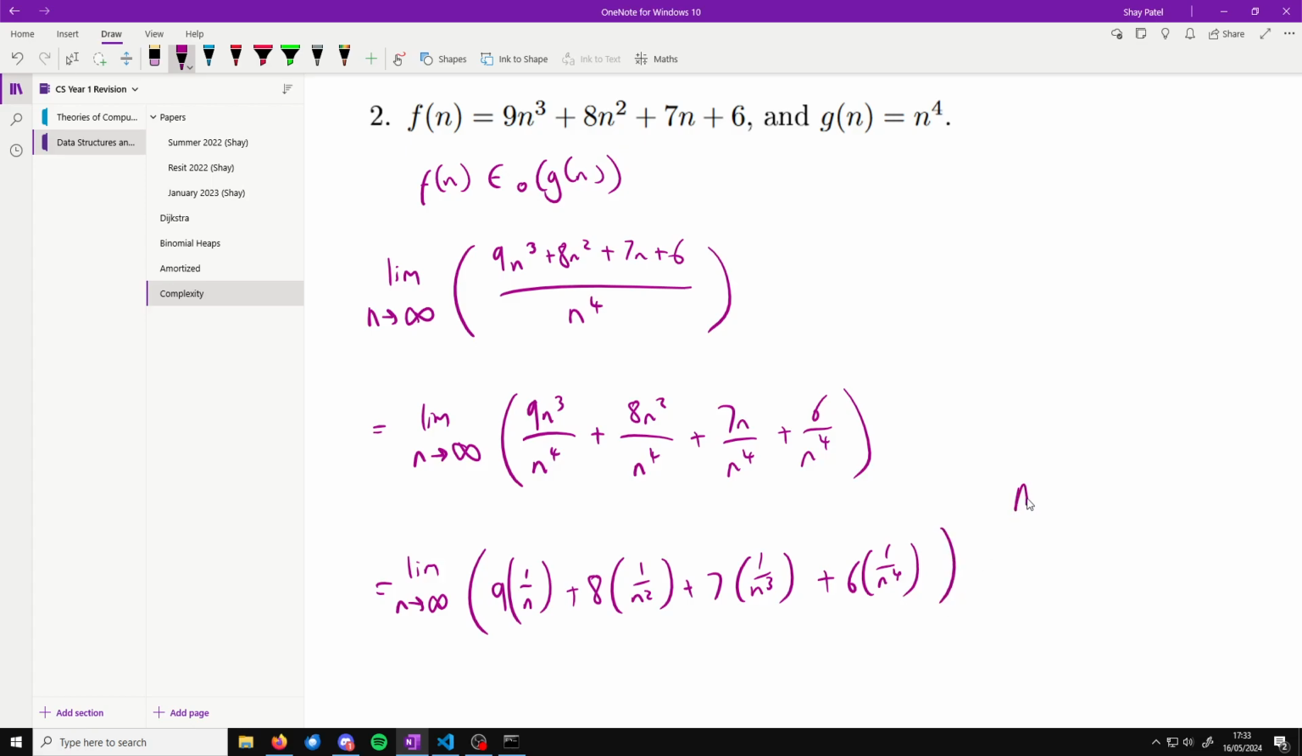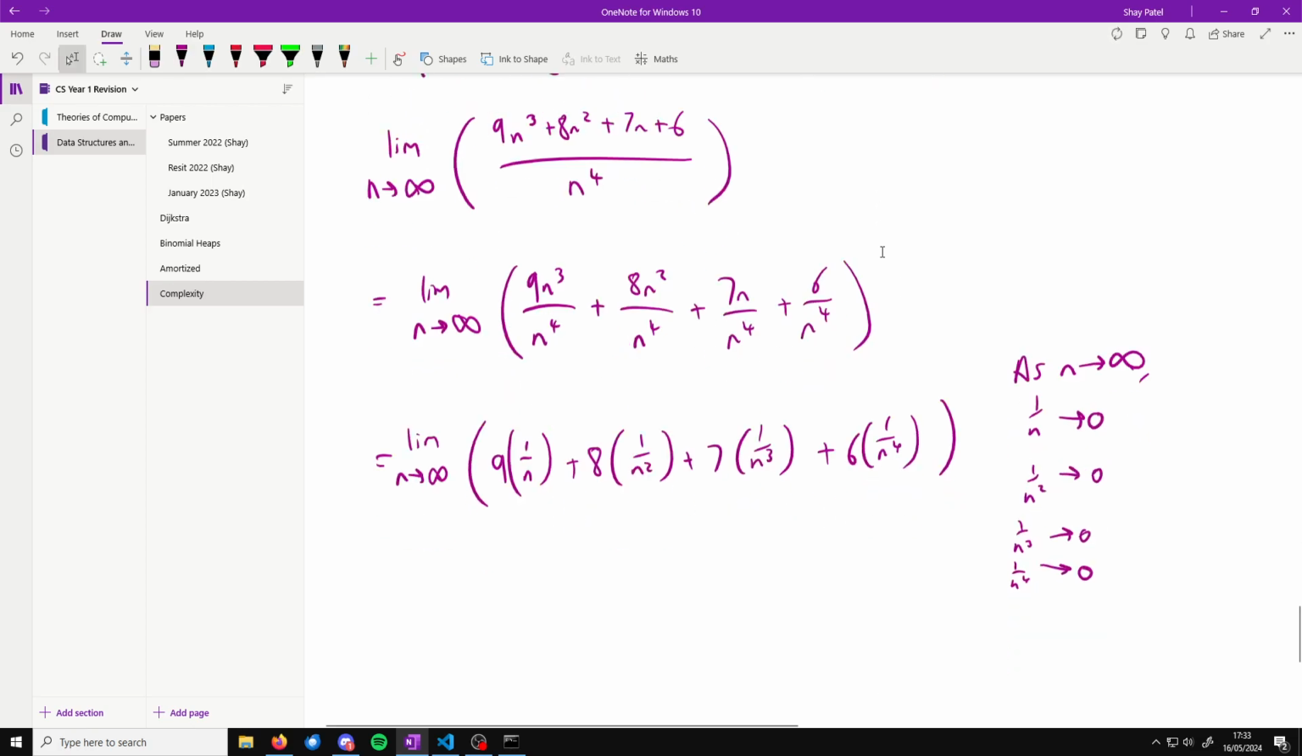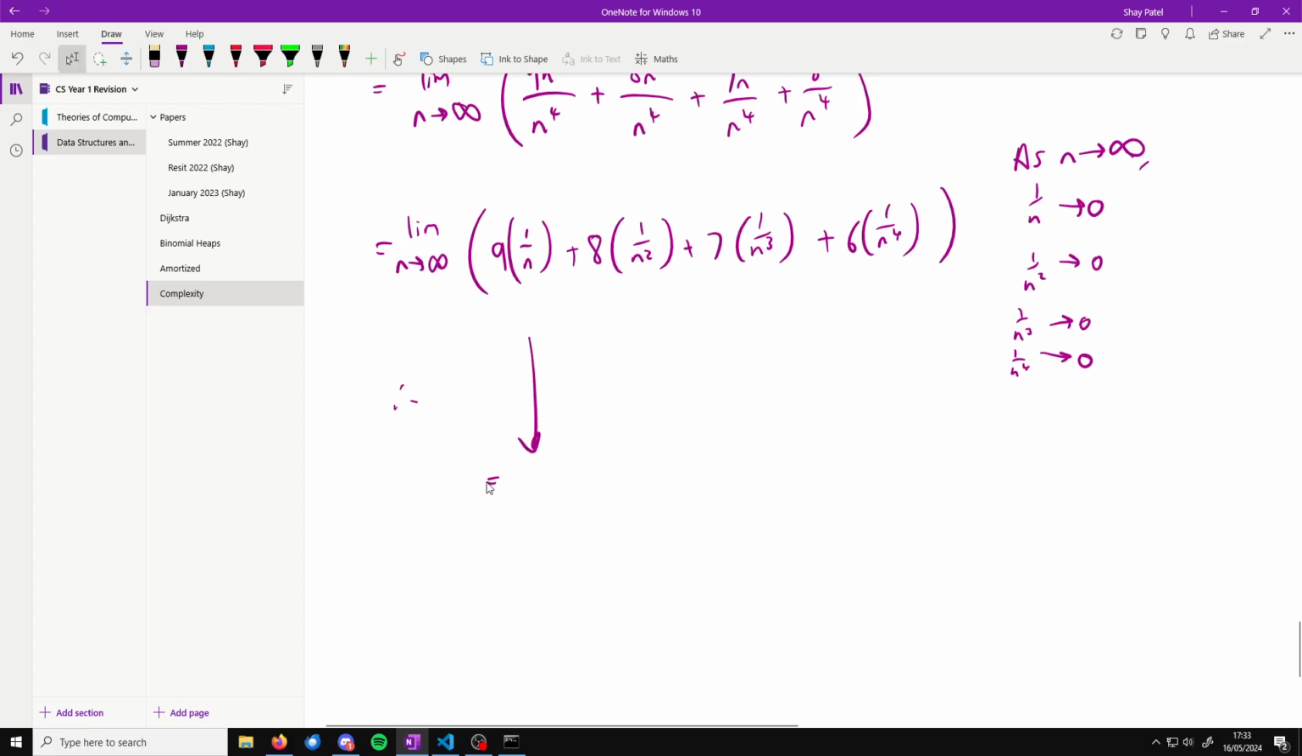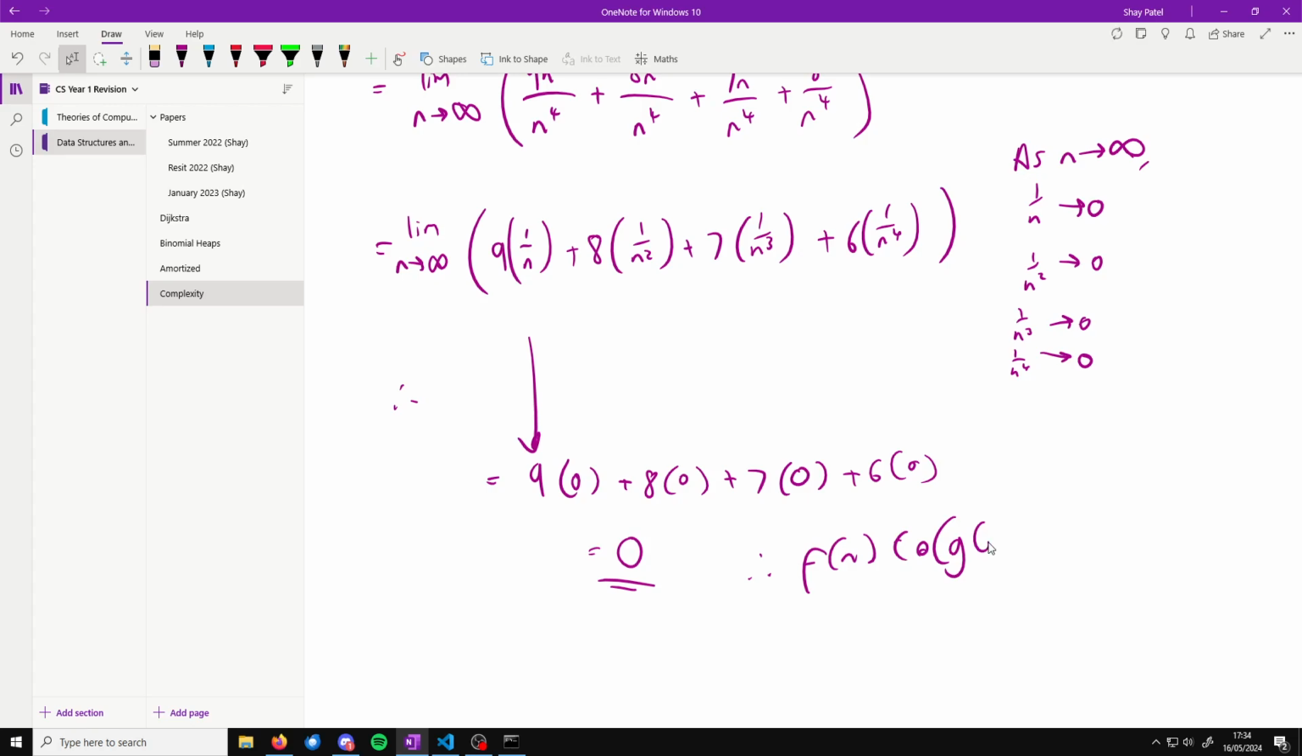And then you can just add another comment. As n tends to infinity, 1 over n tends to 0, 1 over n squared tends to 0, 1 over n cubed tends to 0, and 1 over n to the 4 tends to 0. Therefore, this is just equal to 9 times 0 plus 8 times 0 plus 7 times 0 plus 6 times 0, which is just 0. Therefore, f of n is in little o of g of n. Hopefully that's clear.